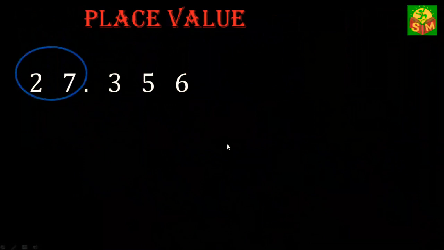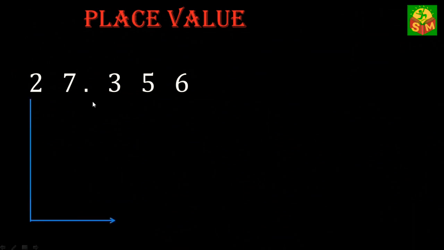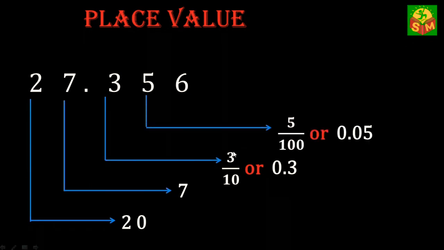Let's consider 27.356. Here, 27 is the whole number part. 2 is in the tens place and its place value is 20. 7 is in the ones place and its place value is 7. There are 3 digits in the decimal part, that is 3, 5, 6. 3 is in the tenths place and its value is 0.3. 5 is in the hundredths place and its place value is 0.05. 6 is in the thousandths place and its place value is 0.006.